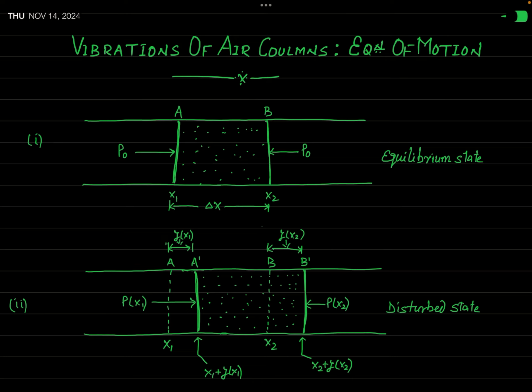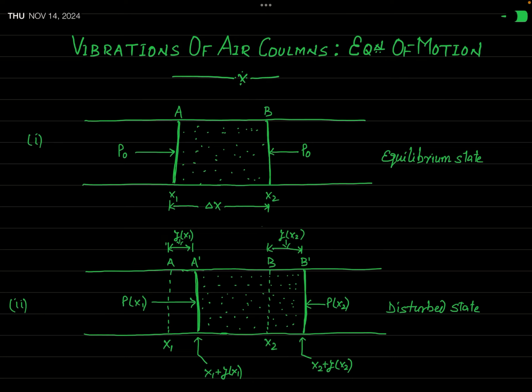In fact, when you say vibrations of air column, here vibration means longitudinal vibration. You will see that an air column also vibrates longitudinally, not in transverse manner. So how we can discuss the problem of calculation of normal modes and normal frequencies in case of the longitudinal vibration of air columns, we will see now.